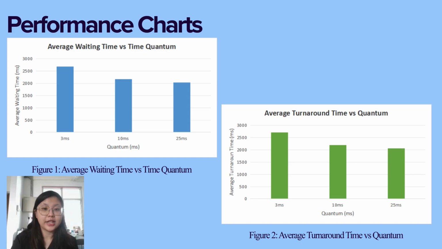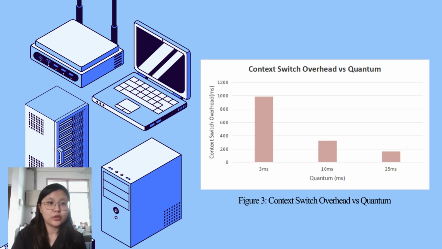Waiting time is only 2,031.87 milliseconds with just 165 switches, cutting overhead to 165 milliseconds. Looking at figures 1 and 2, we can see the steep drop in both turnaround and waiting time as the quantum increases.